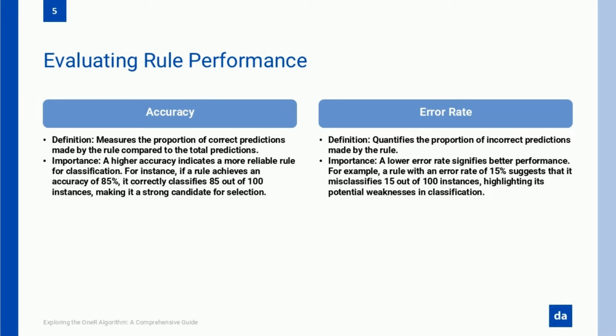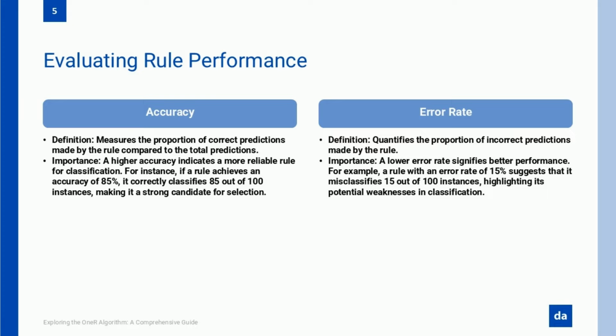The first key metric to examine is accuracy. Accuracy measures the proportion of correct predictions made by the rule compared to the total number of predictions. For instance, if your rule predicts outcomes for 100 instances and gets 85 of them right, your accuracy is 85%. This tells you how well your rule performs overall and gives you confidence in its predictive power. A higher accuracy means a more dependable rule, one you can trust to deliver insights consistently.